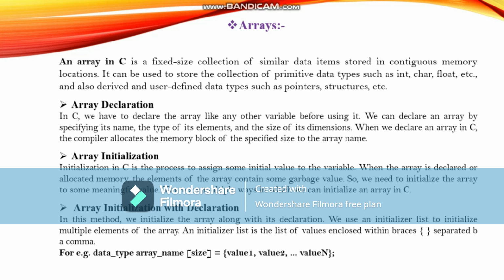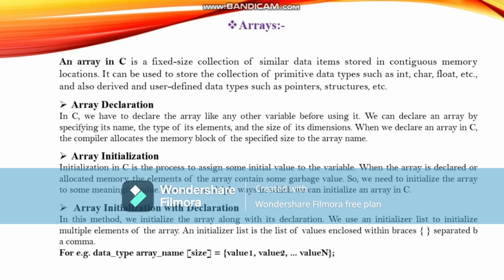An initializer list is the list of values enclosed within braces, separated by commas. Secondly, array initialization with declaration but without size. If we initialize an array using an initializer list, we can skip declaring the size of the array, as the compiler can automatically deduce the size of the array. In this case, the size of the array is equal to the number of elements present in the initializer list.